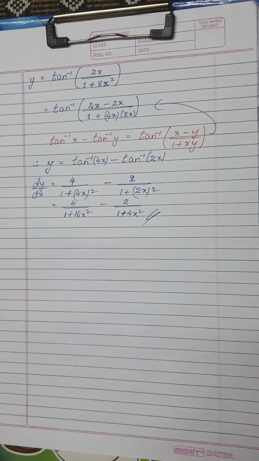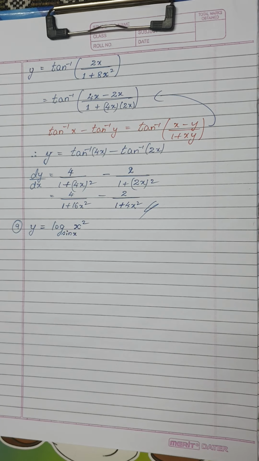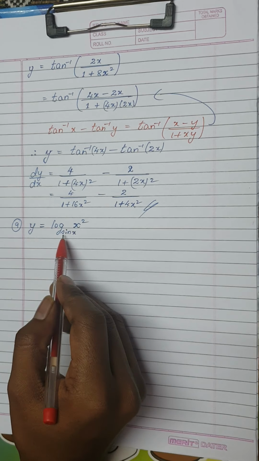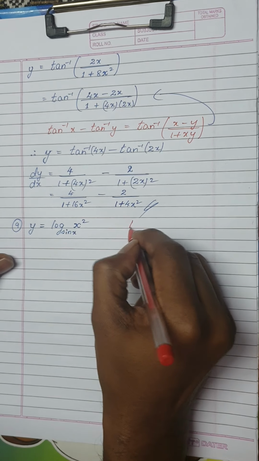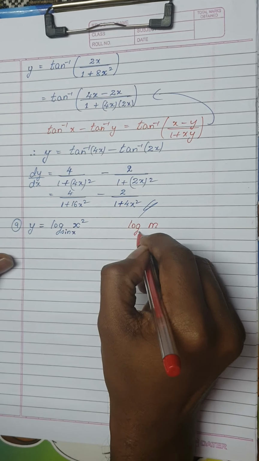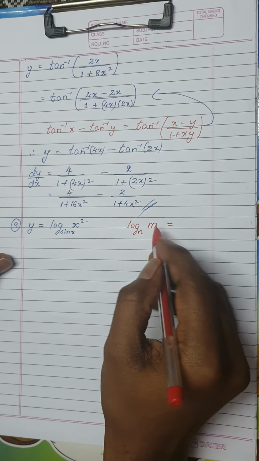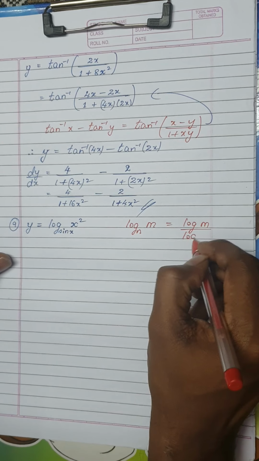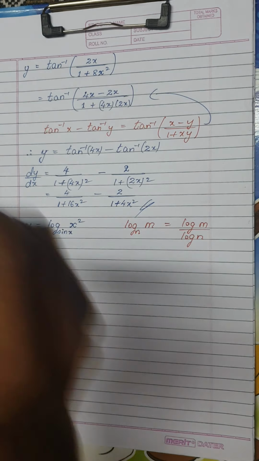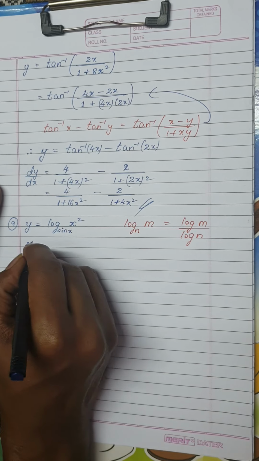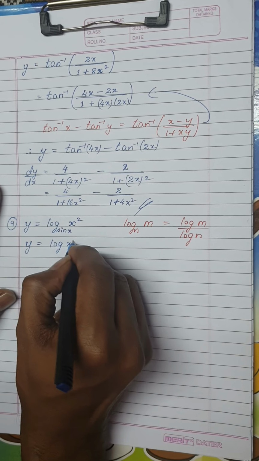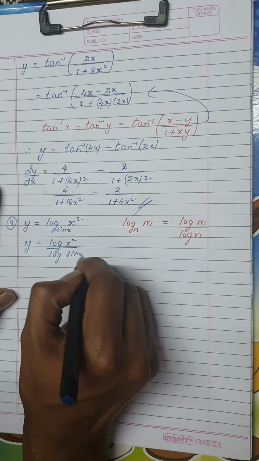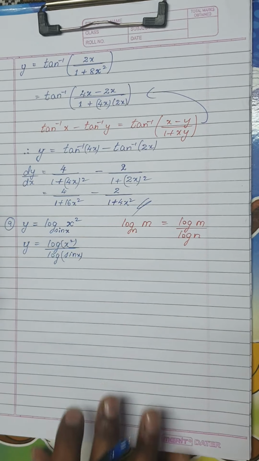Dear friends, we are moving on to the last question for the session. I have y is equal to log of x squared to the base sin x. Remember, we are going to use the change of base rule which we have studied in the logarithmic chapters. Log of m to the base n can be written as log m divided by log n, isn't it? So let's use this. The function becomes y is equal to log of x square divided by log of sin x. Now the base is some other common base.